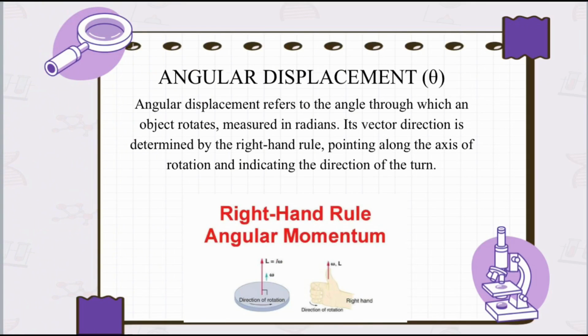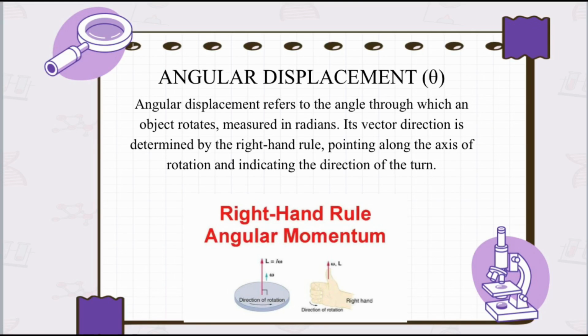Angular displacement. Angular displacement refers to the angle through which an object rotates, measured in radians. Its vector's direction is determined by the right-hand rule, pointing along the axis of rotation and indicating the direction of the turn. So in simple words, angular displacement is how much something has rotated.